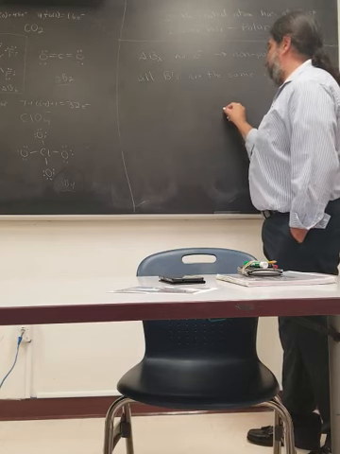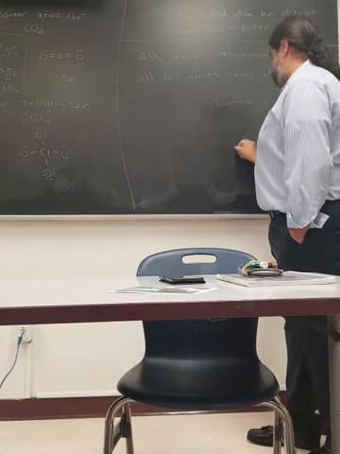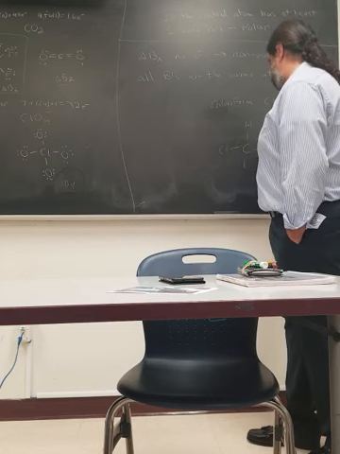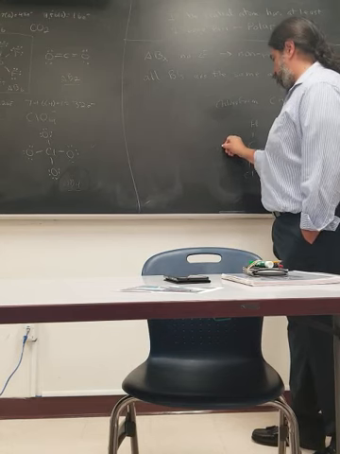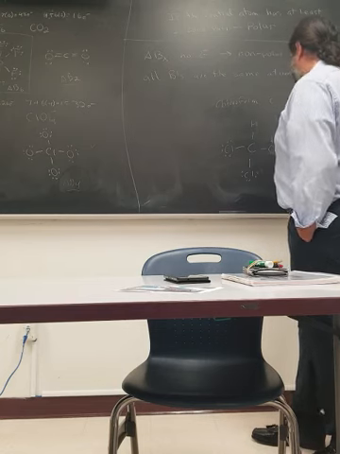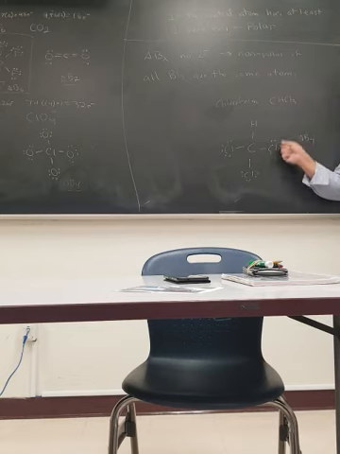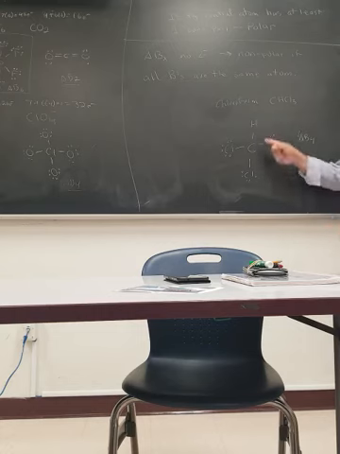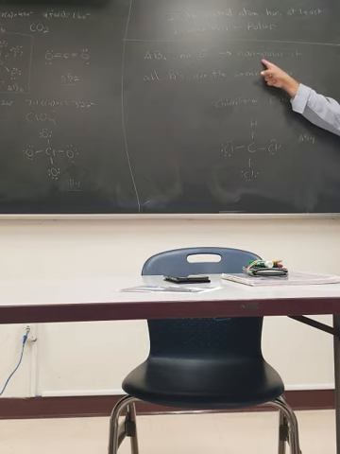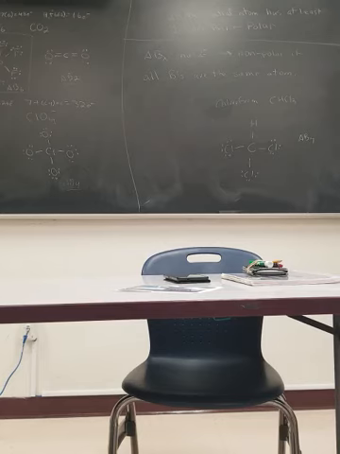Now, an example would be chloroform. Chloroform is CHCl3. It ends up having this substructure: a central atom with four things attached, 1, 2, 3, 4. But the four things that are attached are not all the same. One of them is different. That makes it polar. If they're all the same, they're not polar. But once you have one or more different, it becomes polar, even if there appears to be symmetry to the structure.